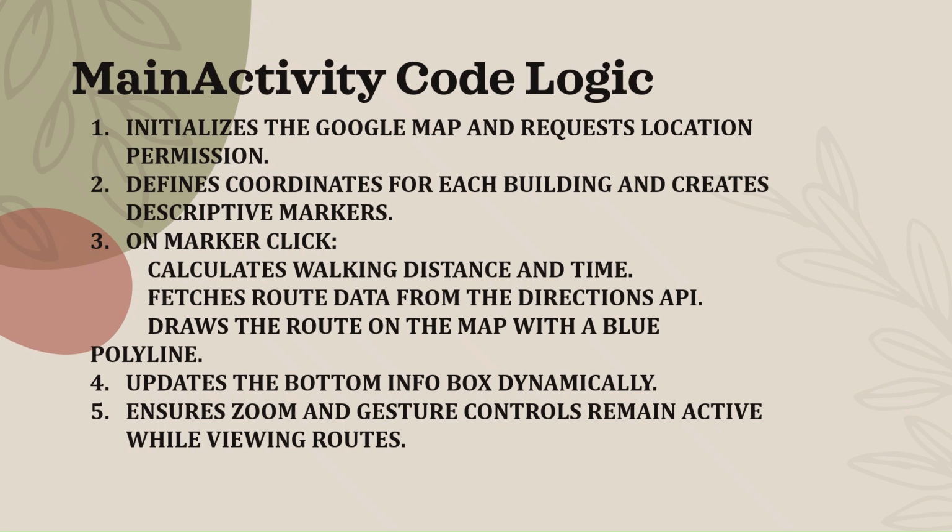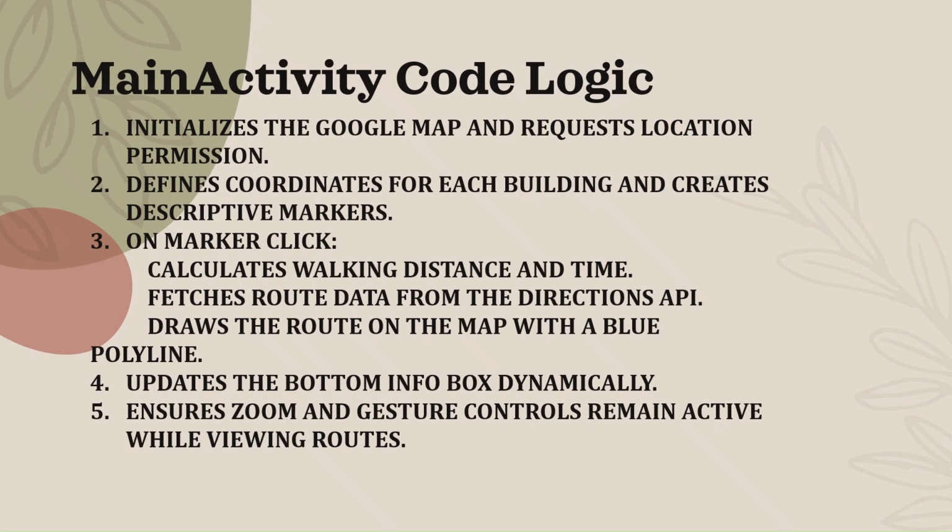Now let's talk about the code, specifically the MainActivity.kt file. When the app starts, it first loads the Google map using SupportMapFragment and requests location permission. Then it defines coordinates for each of the main campus buildings and adds markers for them with a title and description. Whenever you tap on one of these markers, a route is drawn from your location to that building using the Directions API.